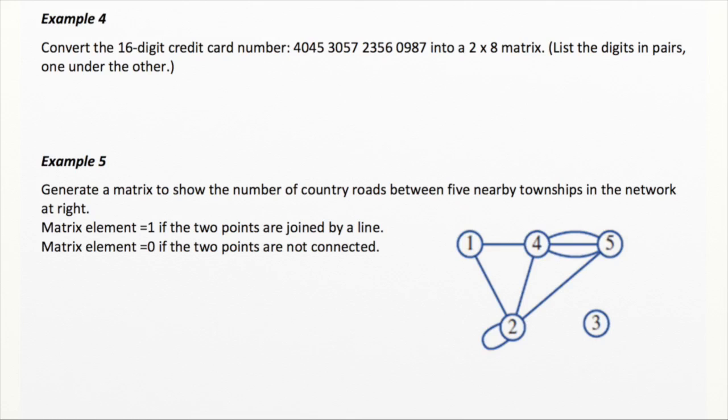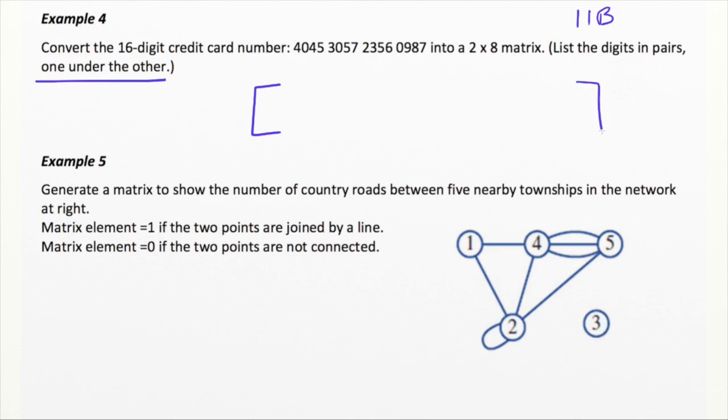To finish this off, so that was the end of 11A. This is 11B, but I just thought I'd include it because it's a pretty short exercise. We're now going to convert worded problems to a matrix form. So example 4 says, convert the 16-digit credit card number into a 2x8 matrix. List the digits in pairs, one under the other. So this is a key here, one under the other, to know exactly how we're going to write it.